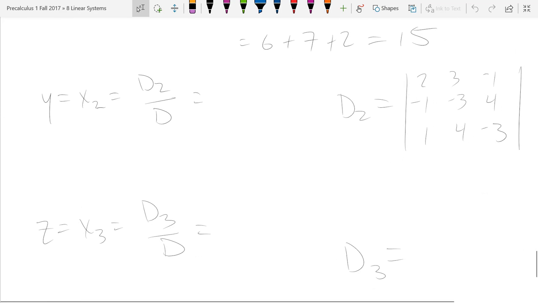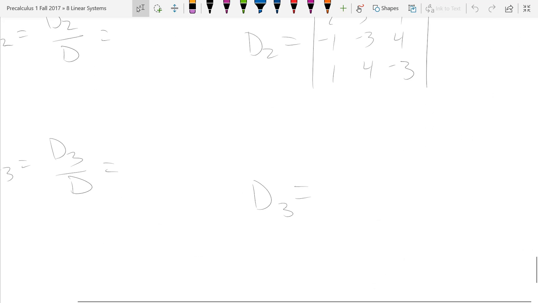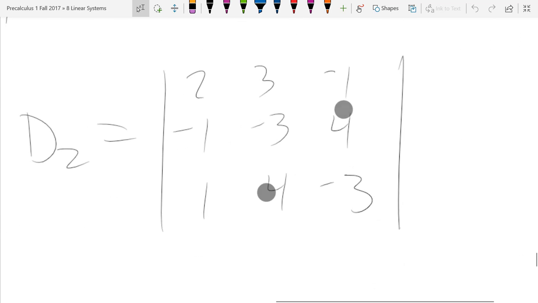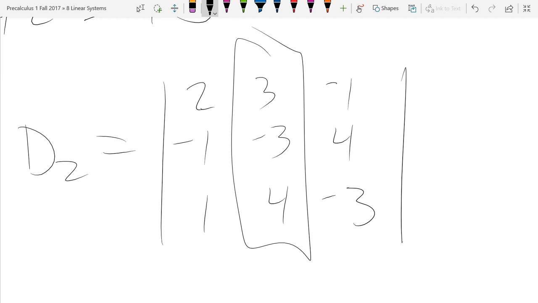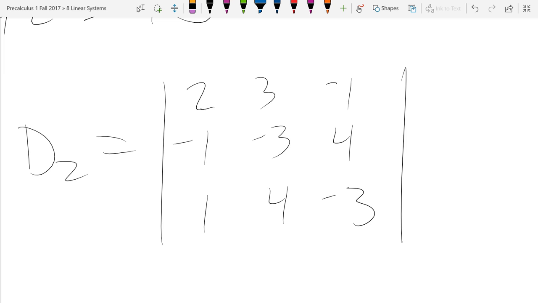So we're figuring out our second variable, which was y. So we're on to D2. And we got that from the original coefficient matrix with the second column, right here, being the constant column swapped in. So that's how we got this matrix. So let's go ahead and get the determinant.